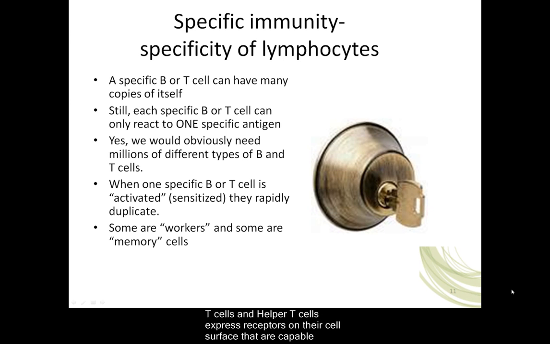Cytotoxic T cells and helper T cells express receptors on their cell surface that are capable of binding only one epitope of one particular antigen. The antibodies that are secreted by B cells can only recognize one epitope from a microbe. And when I think of this specificity, I think of a lock and key analogy. Perhaps you have used your house key to unlock your door.